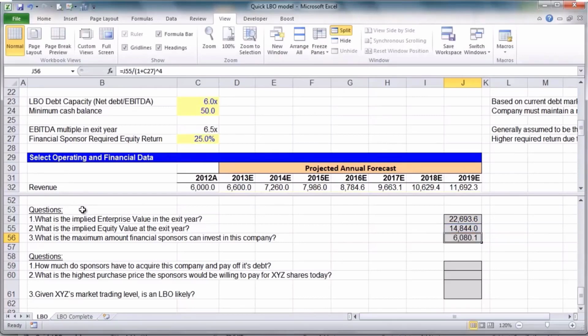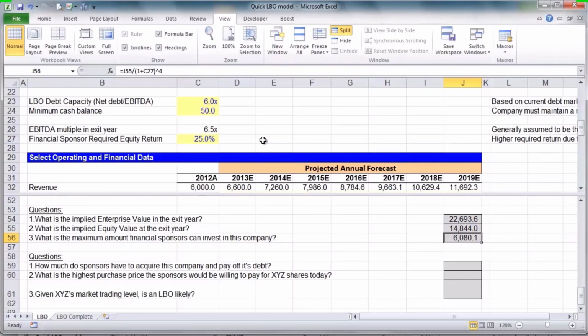So the maximum that we can put in as equity investors, since we have to put in some equity in addition to borrowing debt when we do an LBO, is a little less than $6.1 billion today. If we put in a little bit more, our returns will suffer. We won't hit that 25% return target. If we put in less, our returns can go up, though we'd have to borrow more from somewhere. But the maximum we can put in today is a little less than $6.1 billion using the 25% IRR.